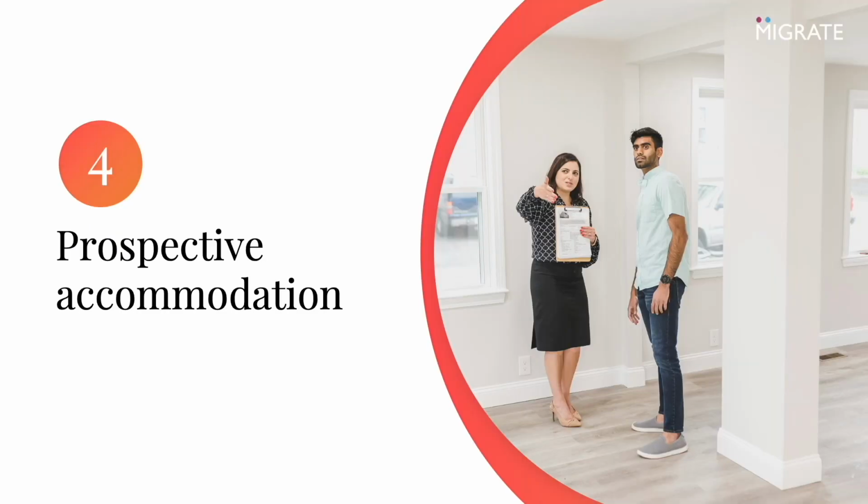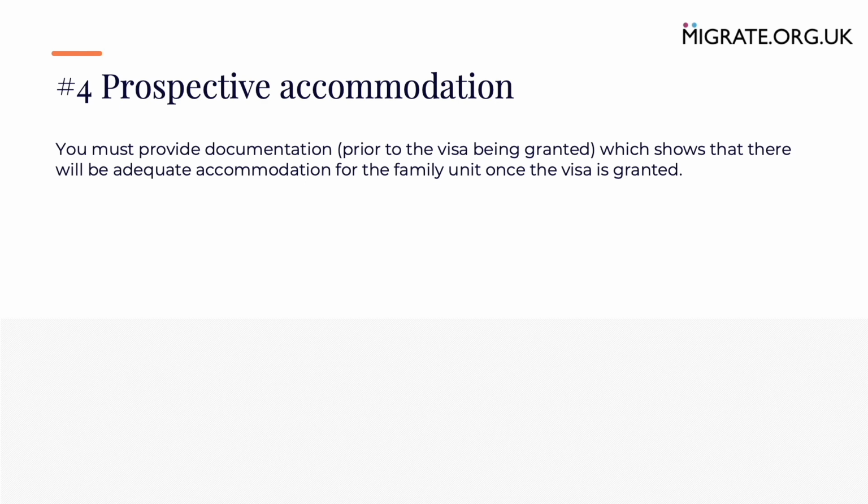The next mistake that we will discuss is relying on prospective accommodation in order to satisfy the adequate accommodation requirement. Accommodation cannot be prospective. In other words, you must provide documentation prior to the visa being granted, which shows that there will be adequate accommodation for your family unit once the visa is granted.